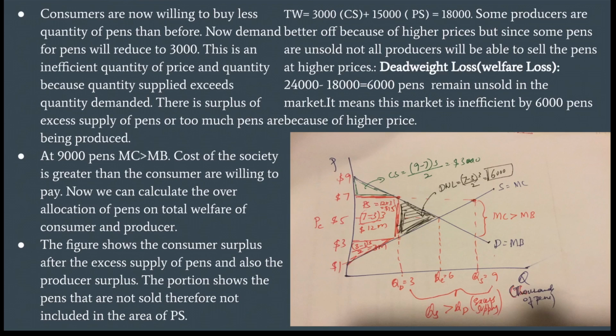Deadweight loss or welfare loss equals 24,000 minus 18,000 is equal to 6,000. Pens remain unsold in the market. It means this market is inefficient by 6,000 pens because of higher price.